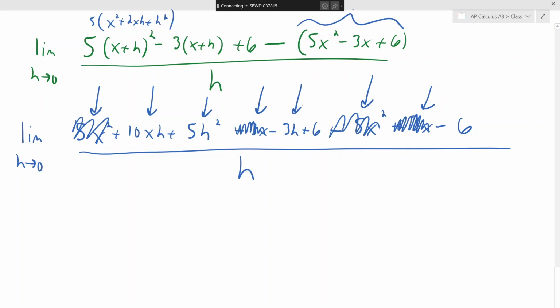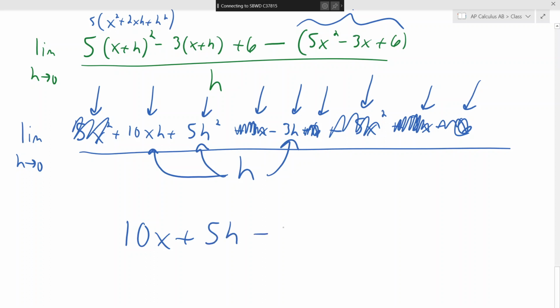Minus 3h is another term. This is chilling there, right? And then plus 6 minus 6. They cancel out. Okay? And like I did last time, if you felt the inclination, you could factor an h out of what's left. You see everything up there has an h left, right? But when you're dividing all these terms by h, they teach you multiplication distributes, division distributes. You're just dividing h into all those things. So h is going to divide into here, into here, into here. Okay? That will leave me with 10x plus 5h minus 3.